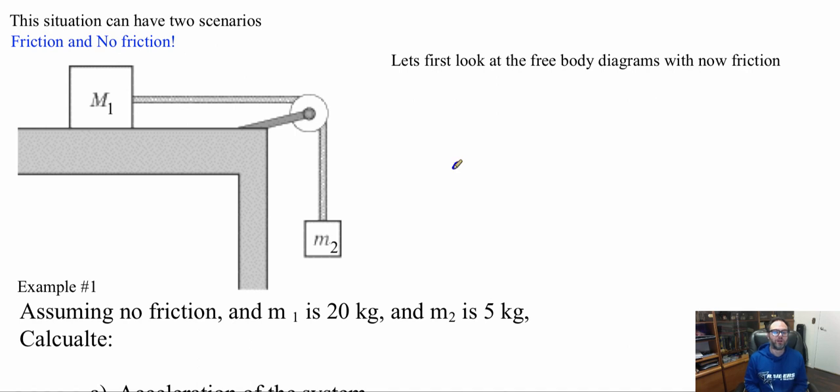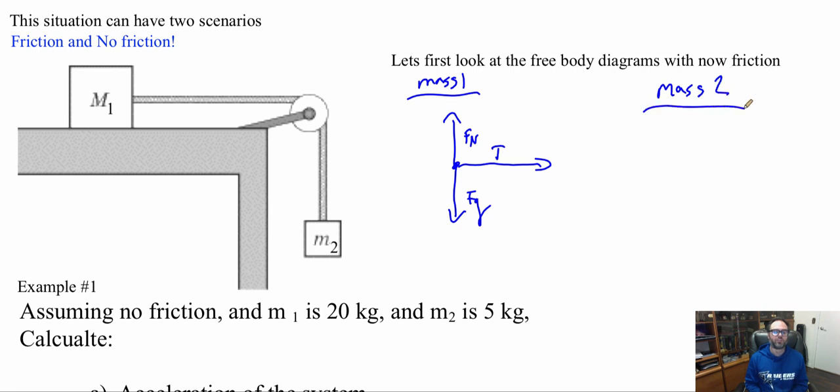So my free body diagram for mass 1 is going to be, we have my normal force going up, which is going to be equivalent to my force of gravity going down, and then we have my tension in the x-axis. My free body diagram for mass 2 is going to have tension going up and my force of gravity going down, which is going to be bigger, most likely, than my tension.